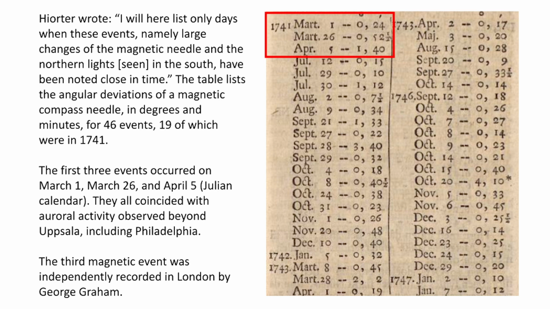Hjorter wrote that he lists in this table the events when the large changes in the needle coincide with the northern lights seen in the south. The first three events occurred on March 1st, March 26th, and April 5th. As it turns out, they all coincided with auroral activity beyond Uppsala, including even Philadelphia. And the third magnetic event was independently recorded in London by George Graham.